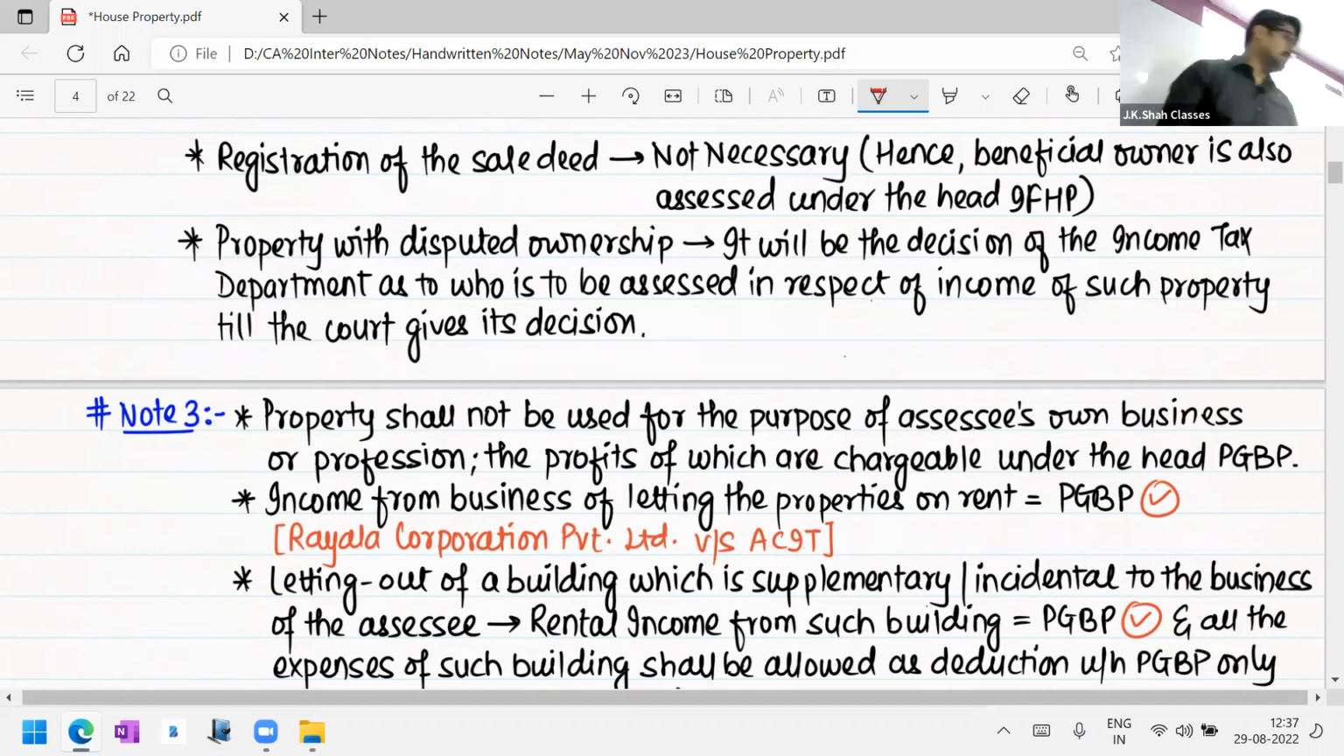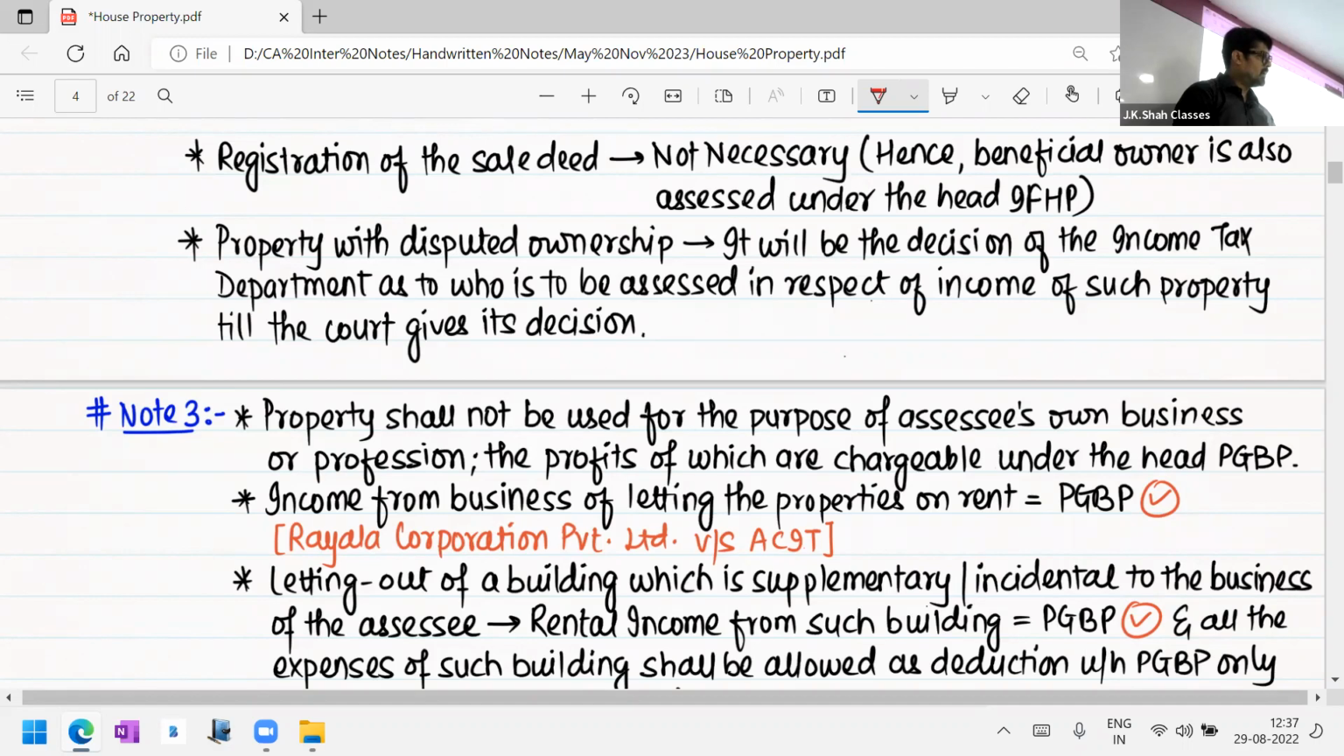Now the third condition. What is the third condition? The property of which the assessee is the owner shall not be used by the assessee for his own business or profession.